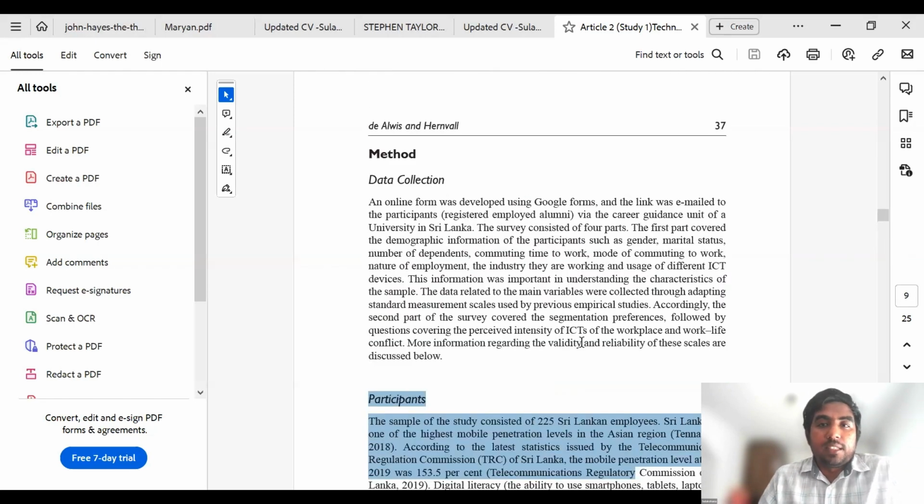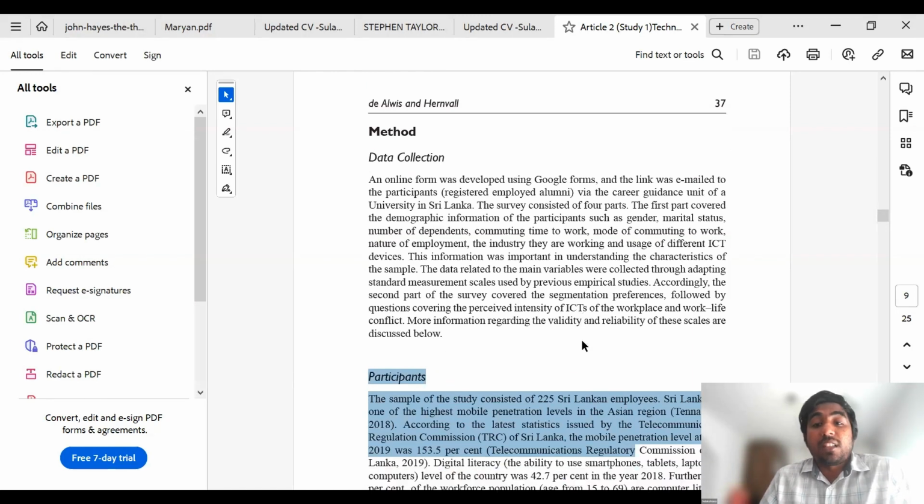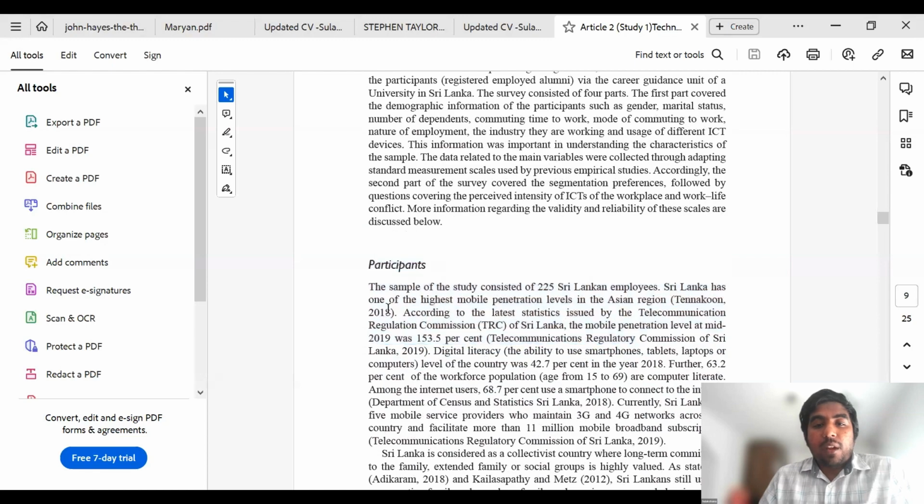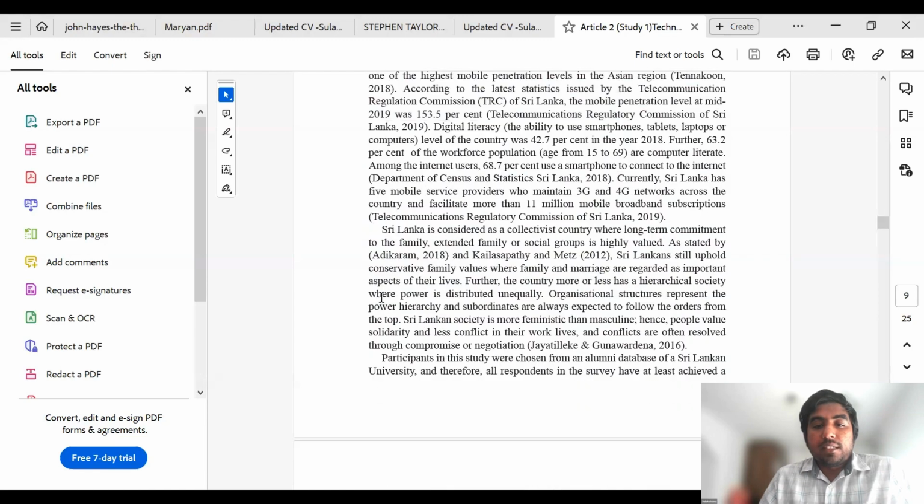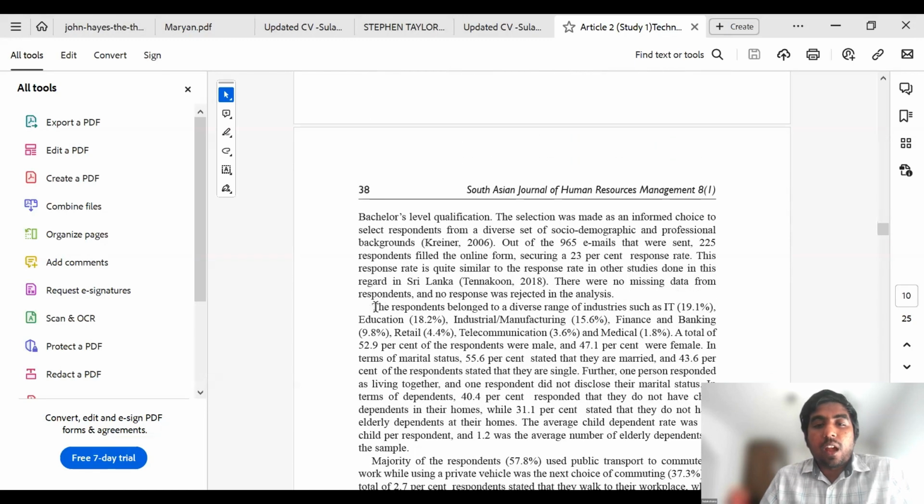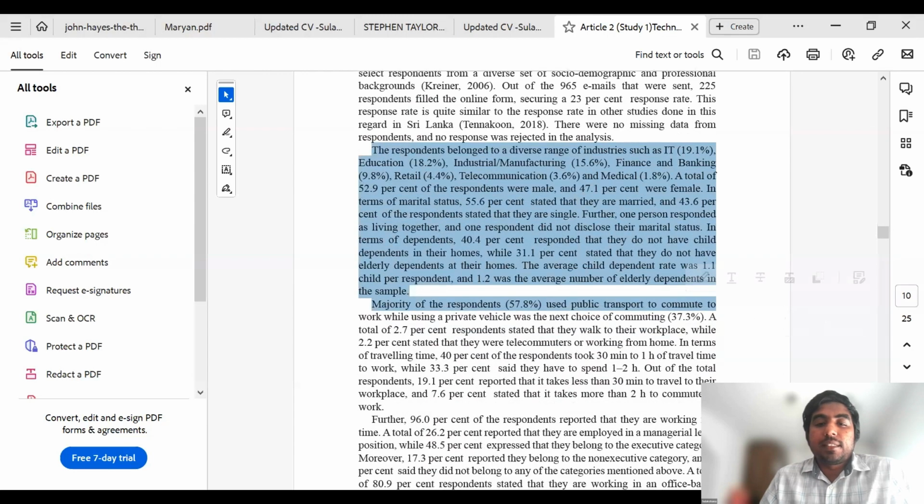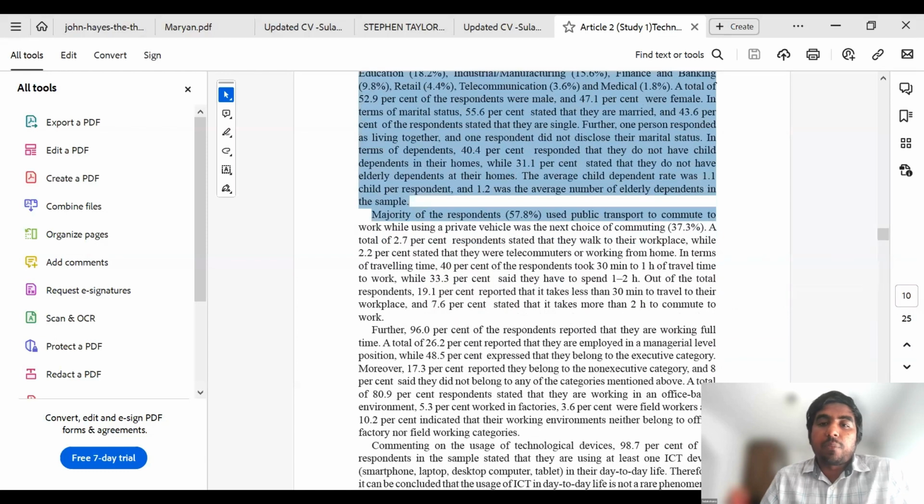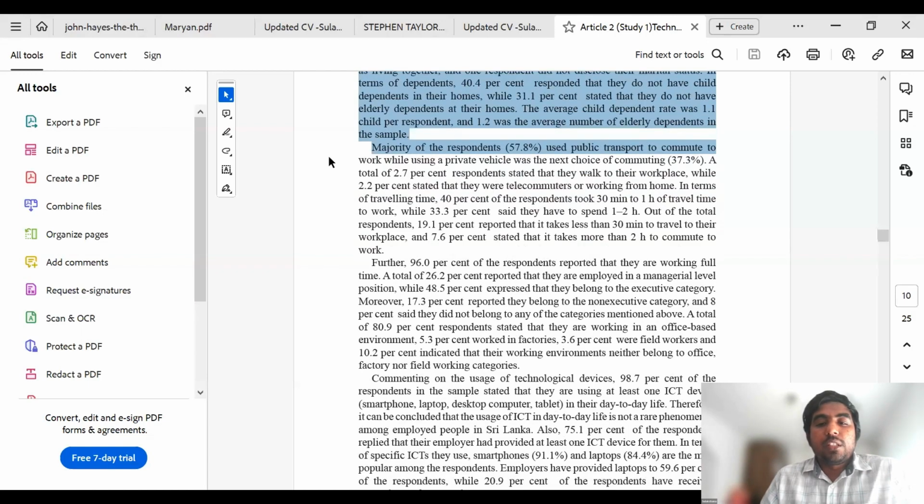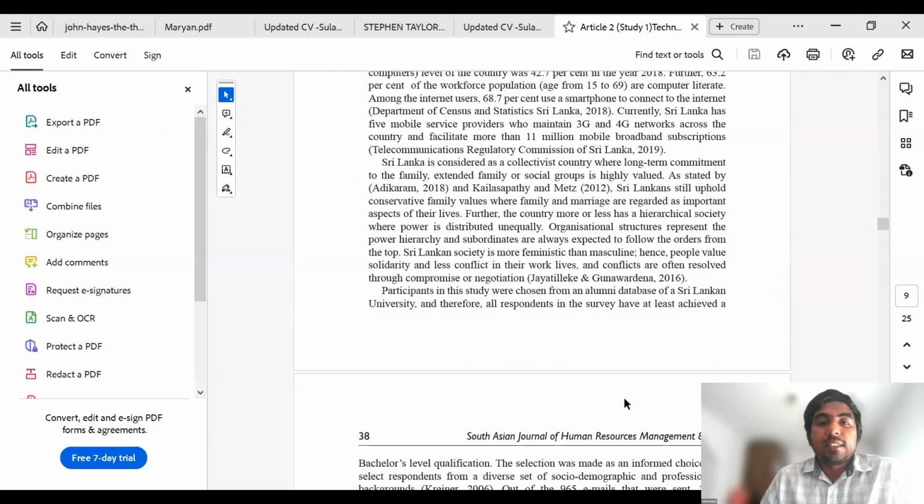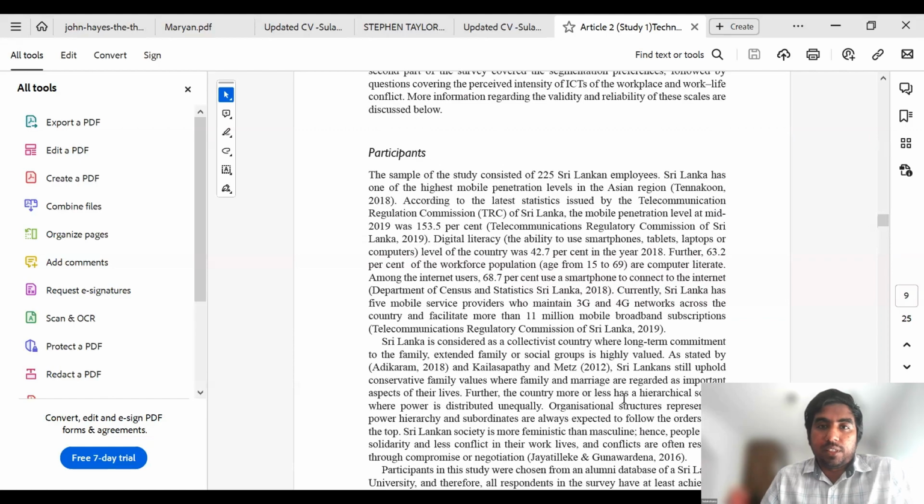Not as a finding, right? It is the attributes of your sample or participants. So you can see my information about the participants is given in the method section, whether they are male or female, which sector they are working in, whether they are married or not. All that information I have entered in the participant section.